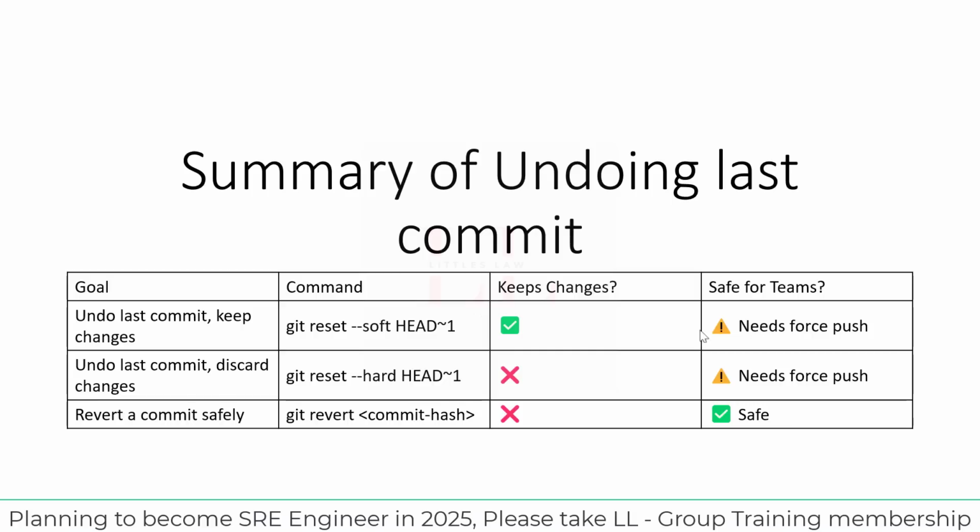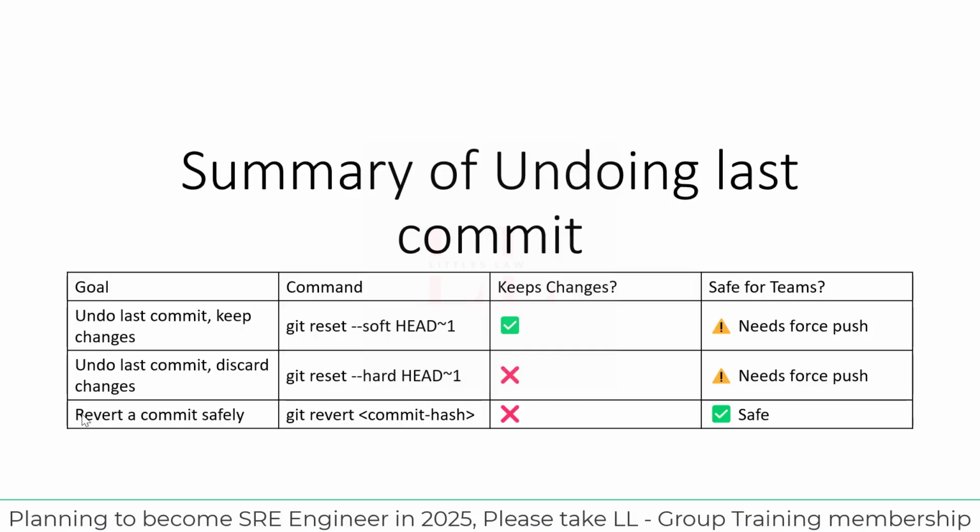Then we had to undo the last commit and discard the changes. For that, we used git reset --hard HEAD~1, and this will not keep the changes. This will completely remove the last commit, the last change that we pushed to GitHub. And for this, we need to do a force push, which is not safe for the team.